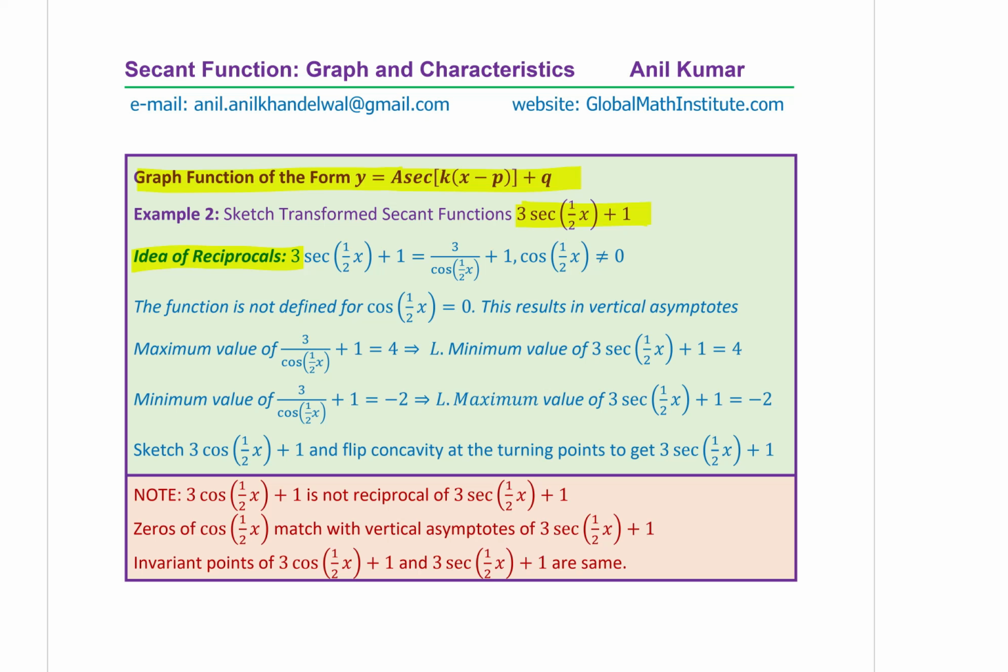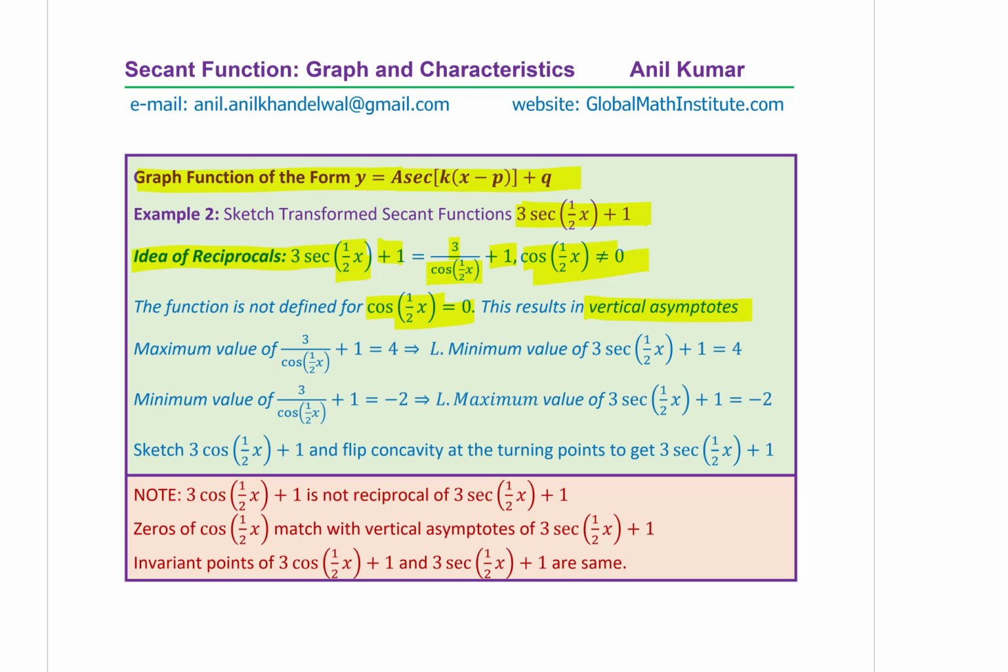Let's repeat and review the concept. So we know that 3 secant half x plus 1 could be written as 3 over cos half x, that is, secant half x is the reciprocal, plus 1. And of course, the denominator is not equal to 0. Wherever this denominator is 0, that becomes a vertical asymptote, correct? So basically it means that the function is not defined for cos of half x equals 0. So these zeros, wherever it is not defined, result in the vertical asymptotes for the secant function, right?